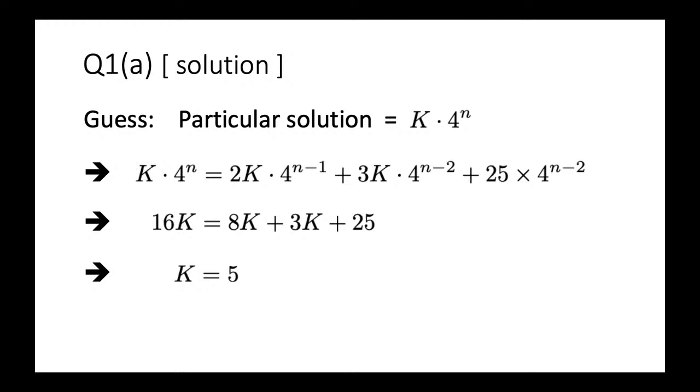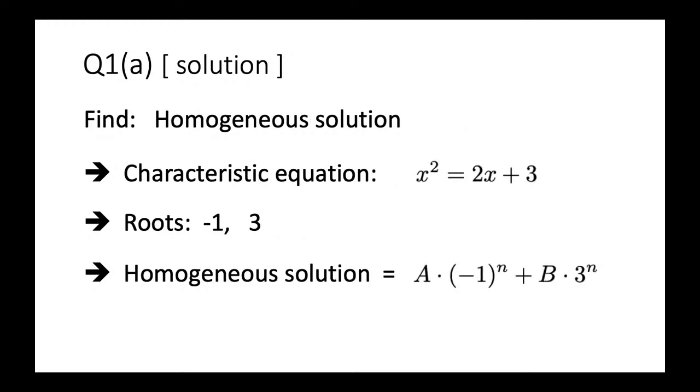Any particular solution works. So we now have this one, and we can proceed with finding the homogeneous one. For the homogeneous solution, we can use the characteristic equation technique. We set up the characteristic equation for the problem, which is x squared equals 2x plus 3. And then by whatever method you like, or by just eyeball observation, we can see that the roots of this characteristic equation are minus 1 and 3.